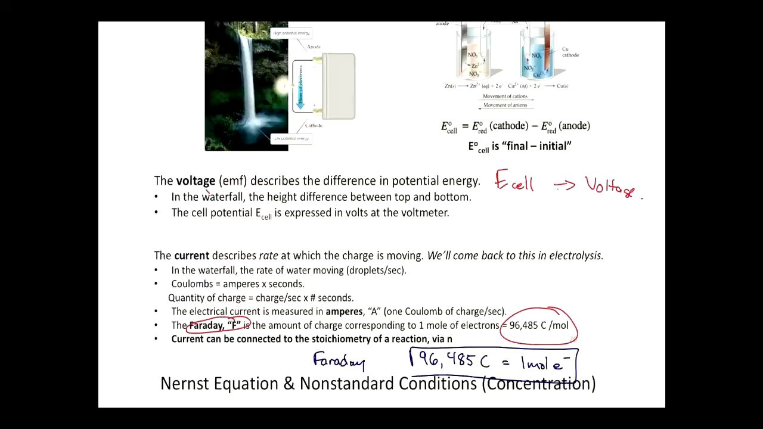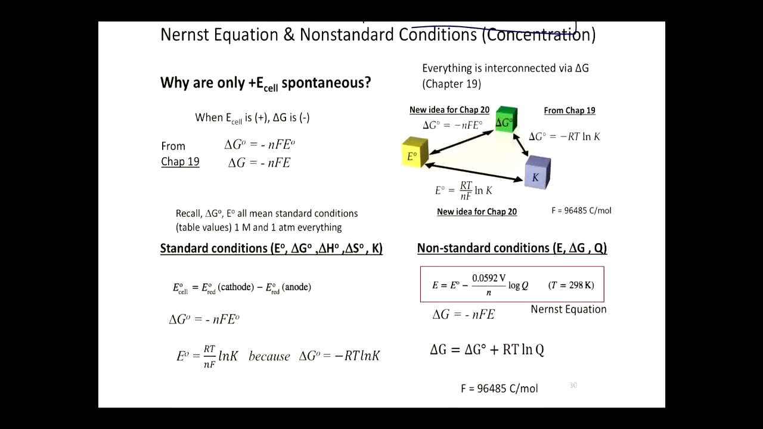Okay, so let's bring all of the pieces together. When we were talking about voltaic cells, these were spontaneous cells, reactions that happen on their own.